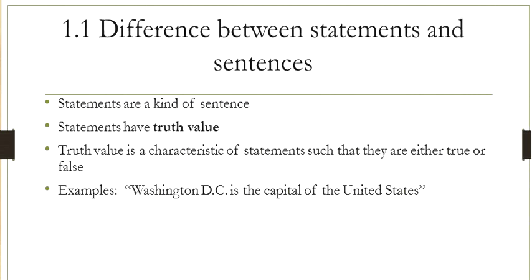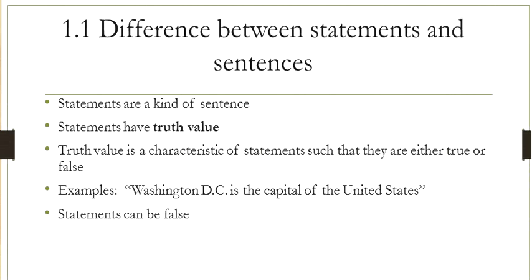Here's an example. Washington, D.C. is the capital of the United States. So this is a statement, and again, it is also a sentence because it's a special type of sentence. It's a statement. And this one is true. So we know that this has the trait or characteristic of having truth value because it is true.